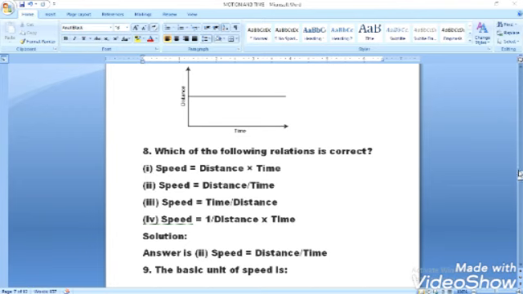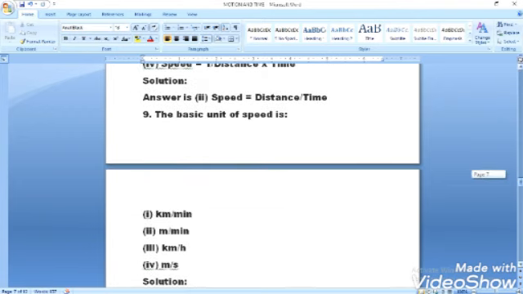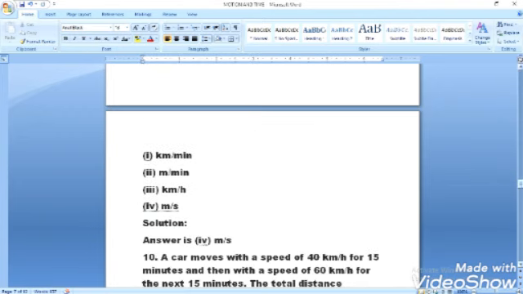Next question. The basic unit of speed is what? Kilometer per minute, meter per minute, kilometer per hour and meter per second. Yes, meter per second.